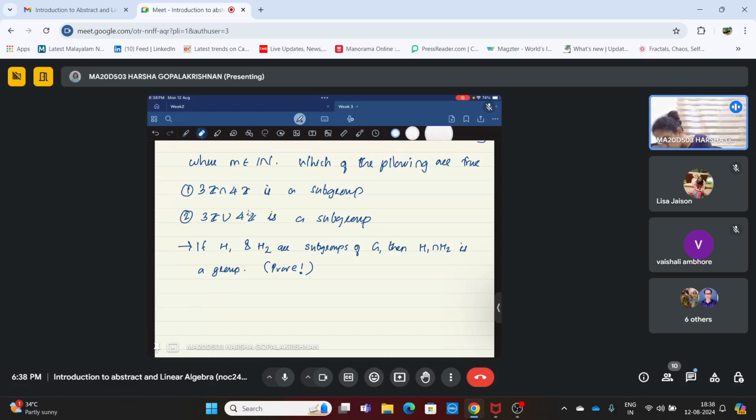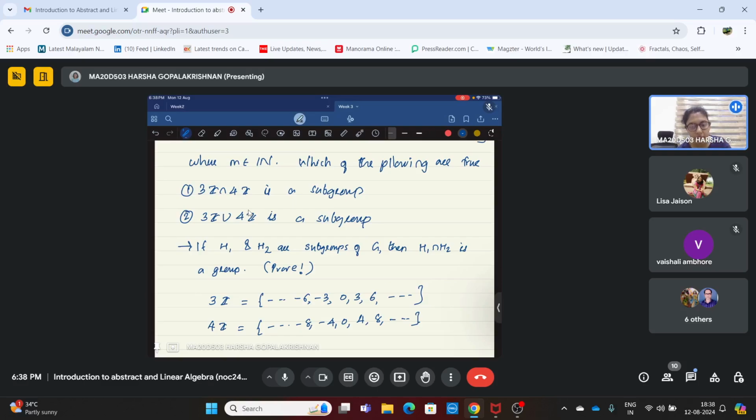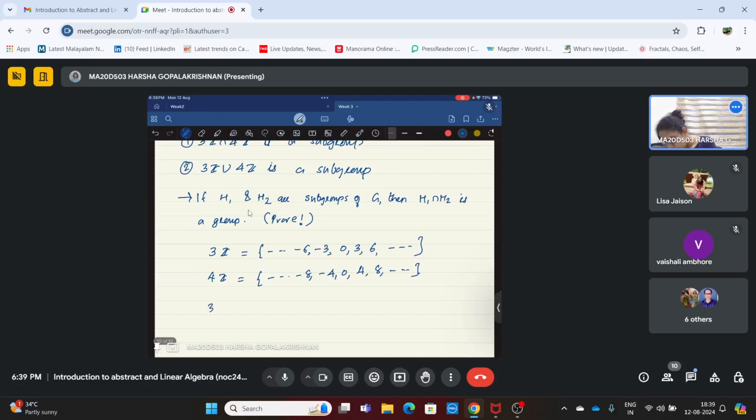Before that, let me write what 3Z is. 3Z means all multiples of 3, and 4Z is all multiples of 4. So the intersection means the set of all elements which are multiples of 3 and multiples of 4. Here, if you are seeing, only 0 is there in 3Z intersection 4Z. So clearly the identity element 0 is there.